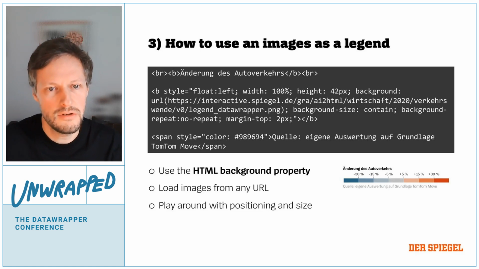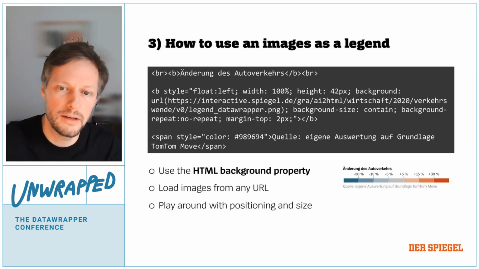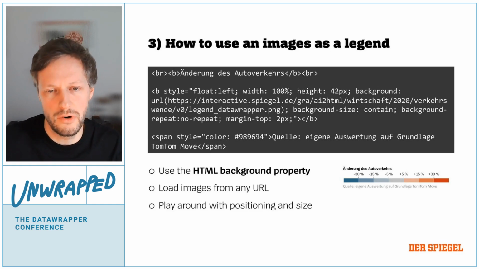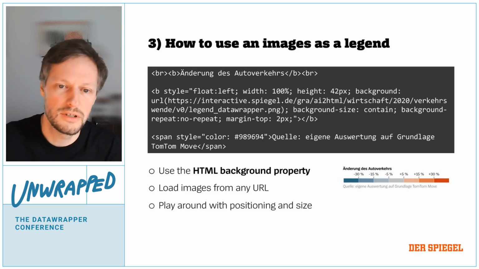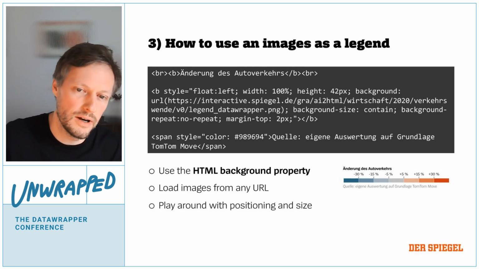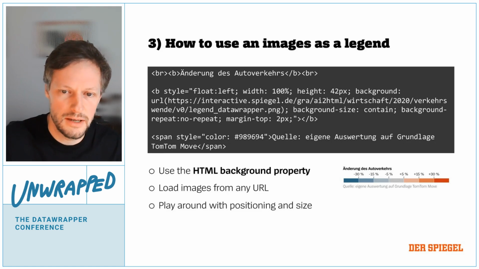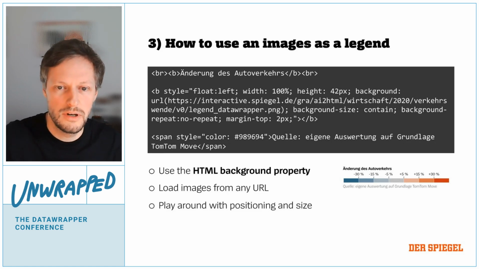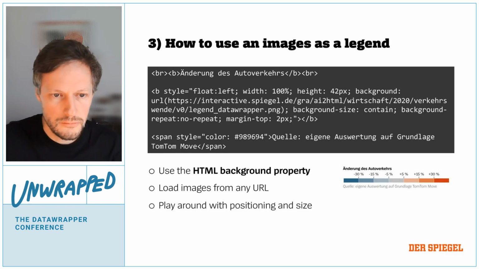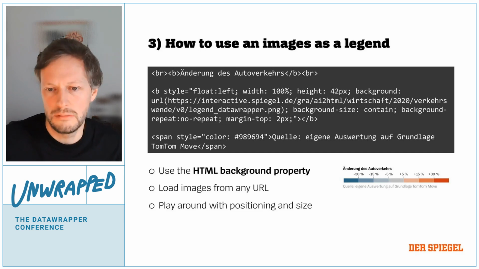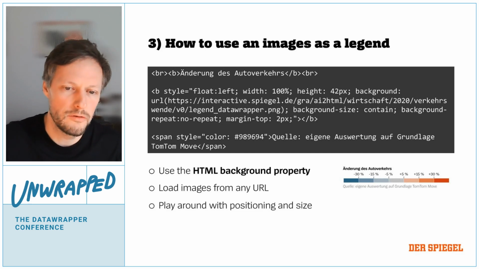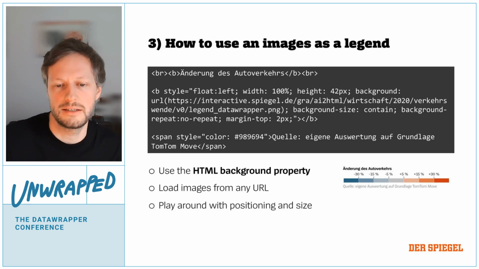And the rest you see around it, like the floating, width, height, and the background size, background repeat, margin top, those are the other CSS properties you have to play with to make sure it works for your website, for your positioning, for your orientation, depending on mobile or on desktop. Many things are possible. This is what we came up with that worked in this case if the legend has a certain aspect ratio between height and width. So that's pretty much it. Loading an image from a URL and playing around with positioning and size, and then you get much more possibilities to use custom legends for your maps.